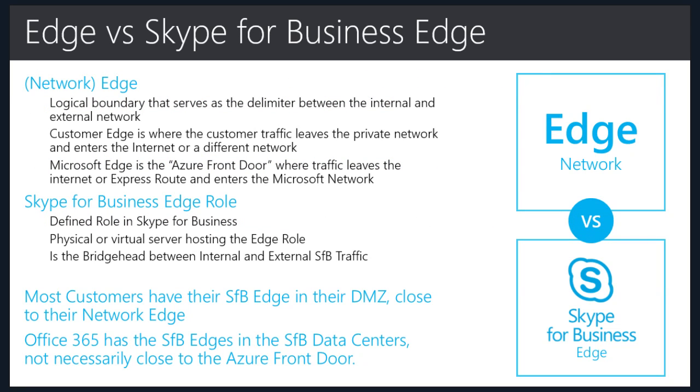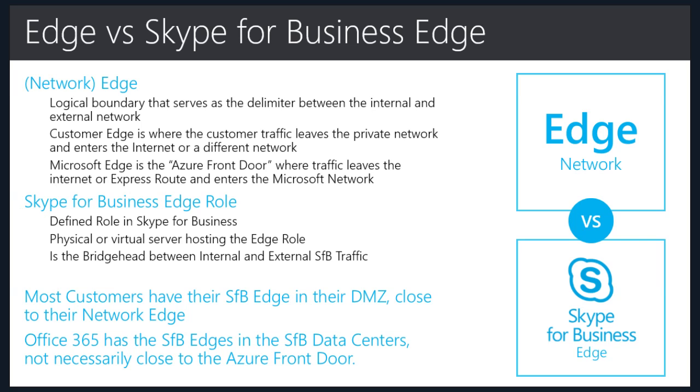So before we dive into this network guidance and this ExpressRoute guidance, let's be very clear about network edges. We've got two types of edges. We've got an edge of your network and we've got a Skype for Business edge. And we keep using the terms quite freely in the same sort of context. A network edge is a logical boundary that serves as a delimiter between the internal and external network. The most practical approach is to think of your home router that you connect to the internet. Your own PCs and laptops are your internal network, the internet is the external, and your router is basically your edge network, your edge device.